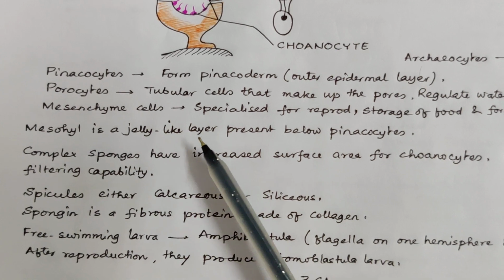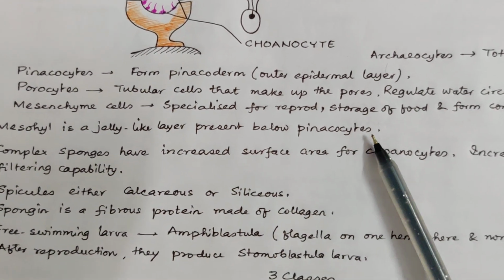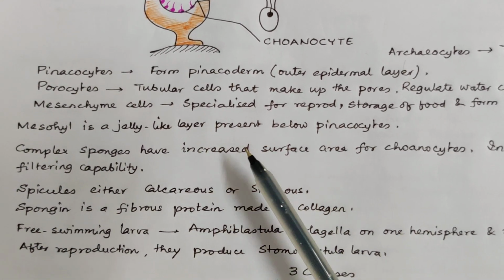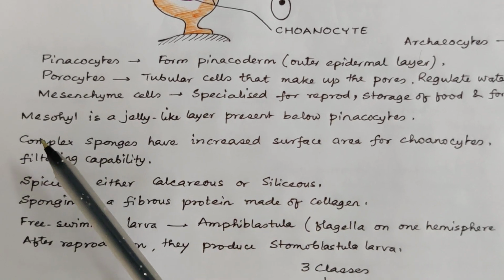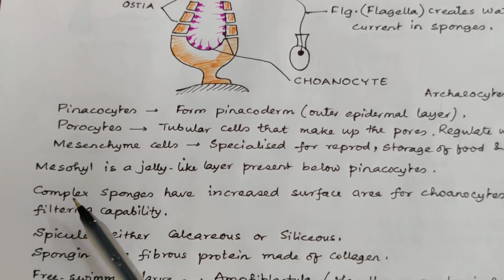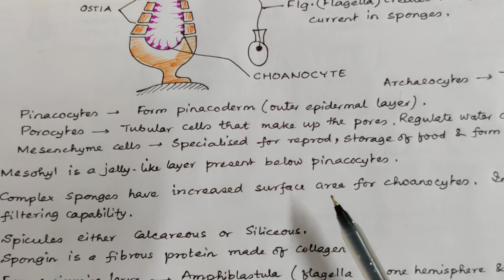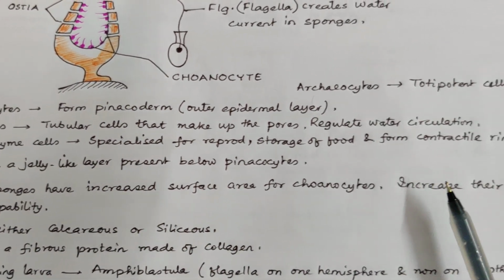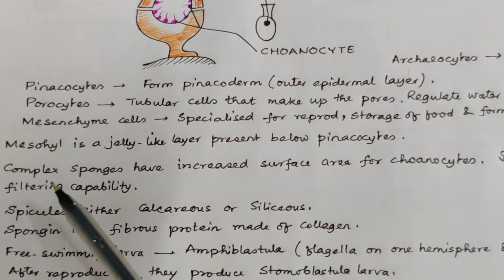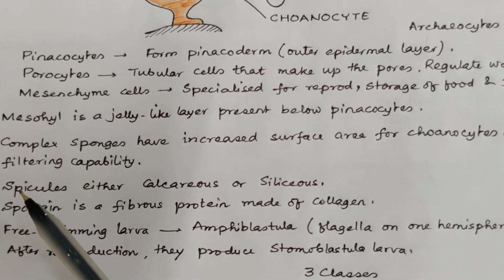Mesohyle is a jelly-like layer present below the pinacocytes, which is formed by mesenchyme cells. Complex sponges have increased surface area for choanocytes. They increase their filtering capabilities.